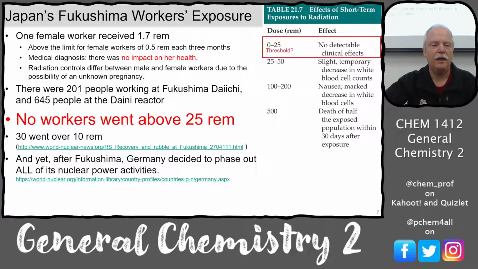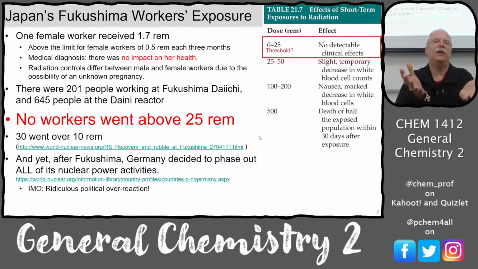And yet after Fukushima, Germany decided to phase out all of its nuclear power facilities. Yeah, which in my opinion is a ridiculous overreaction. Anyway, now does that mean that this was no big deal? No, this was a big deal. The steam lines under that reactor did crack, and they did leak radioactive primary coolant water into the groundwater. So there is a problem there.